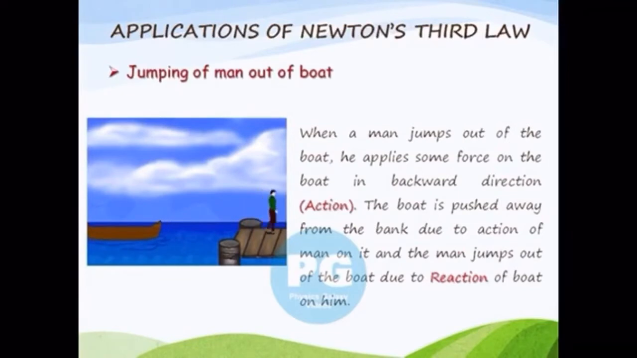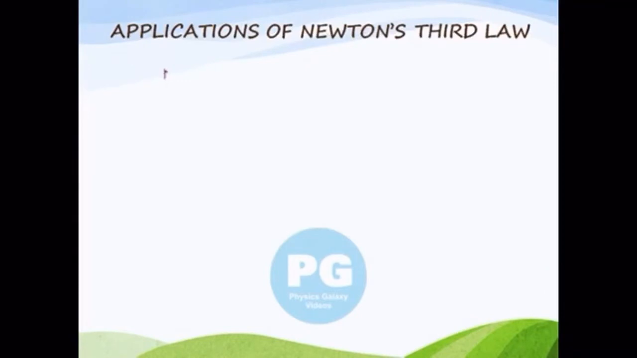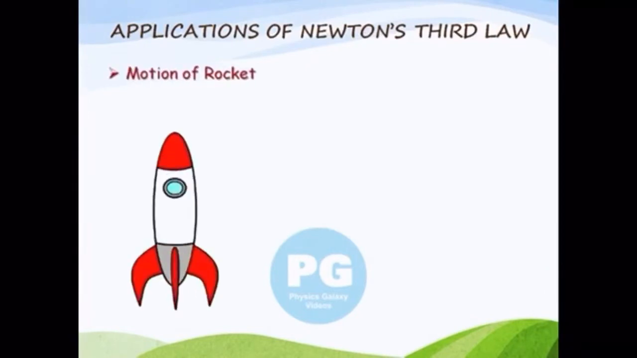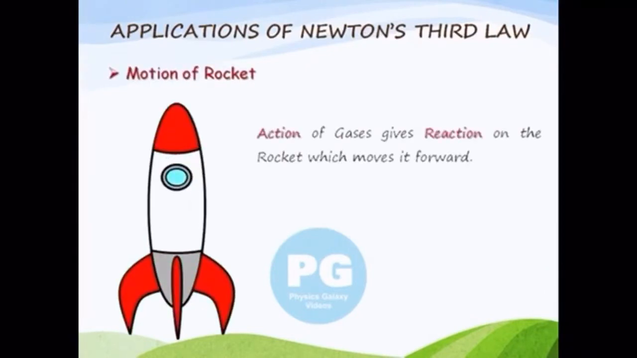Jumping of a man out of a boat. When a man jumps out of the boat, he applies some force on the boat in the backward direction. Thus it is the action. The boat is pushed away from the bank due to the action of the man on it, as you can see here in this figure. And the man jumps out of the boat due to the reaction of the boat on him.